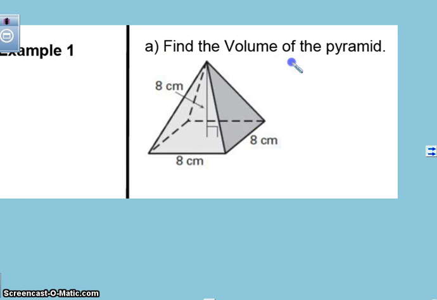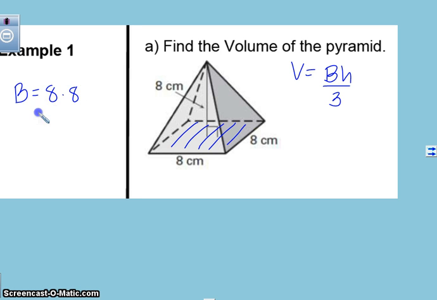Okay, again, I'm going to write my formula. Volume is equal to BH over 3. Now, if you look at this, my base in this example happens to be a square. It's an 8 by 8 square, which means my B is simply 8 times 8, which is 64. My height is my perpendicular piece right here, which is also 8. So I will plug back into my original formula: 64, which was the area of my base, times my height, which is 8, and I'm going to divide this number by 3.